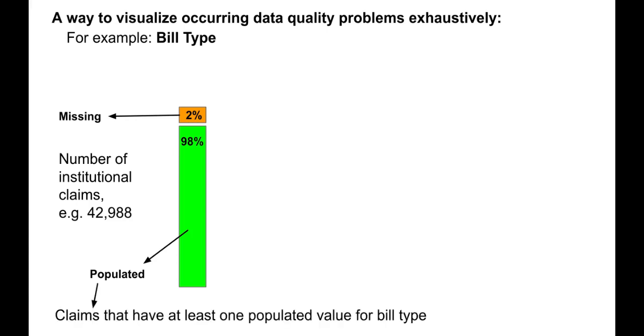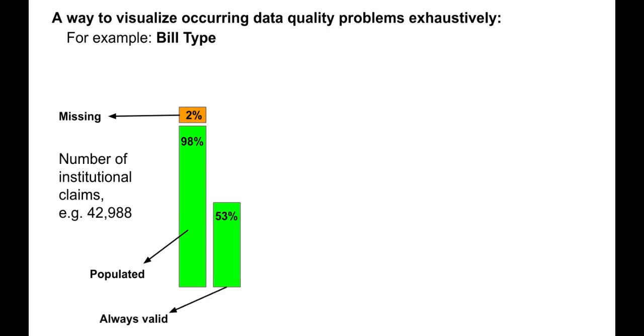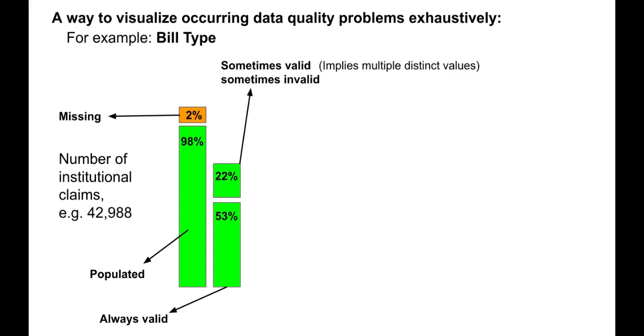By populated, I mean that the claims have at least one populated value for bill type in one of the claim lines. Now, of all the claims that have a populated bill type, I would break that into the claims that have always a valid bill type, claims that have sometimes a valid and sometimes an invalid bill type, which implies obviously that there's multiple distinct values for bill type in any given claim, which is itself a problem. And then the claims that always have an invalid value for bill type on every single claim line.